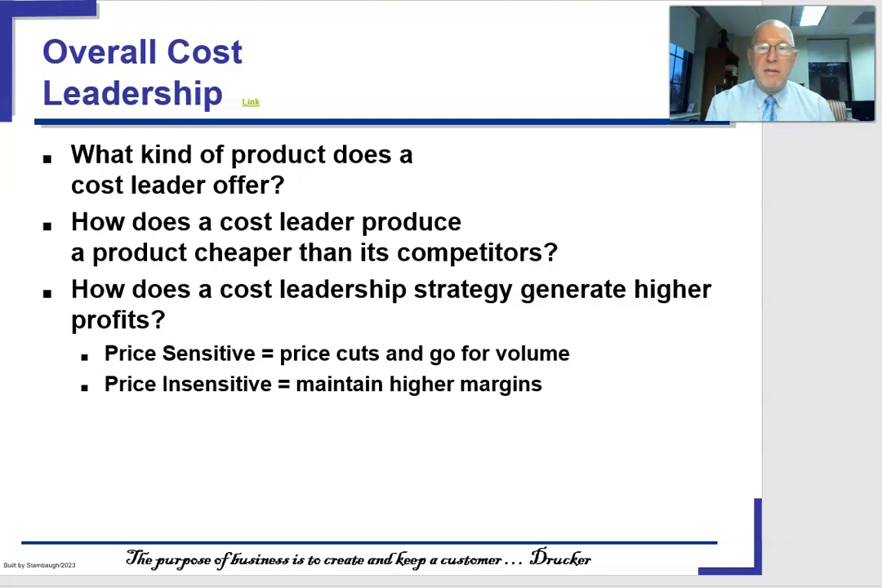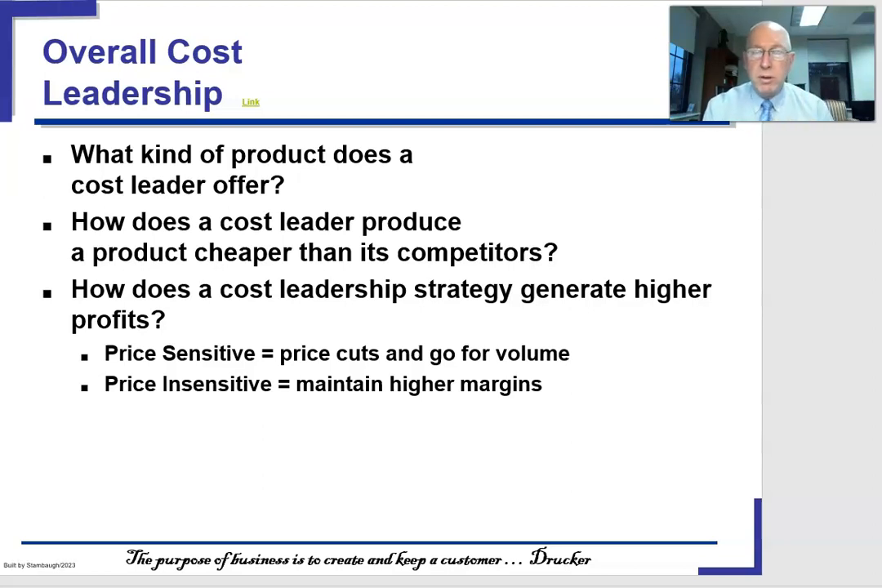Then we get into the idea of how does a cost leader produce a product cheaper than its competitors? Well, that gets into the value chain. How can they pull out cost that is not apparent to the customer? Or how do they pull out cost without reducing the value of the offering? That is the essence of a cost leadership person. We'll look at the value chain in just a few minutes, but that's what we're looking at.